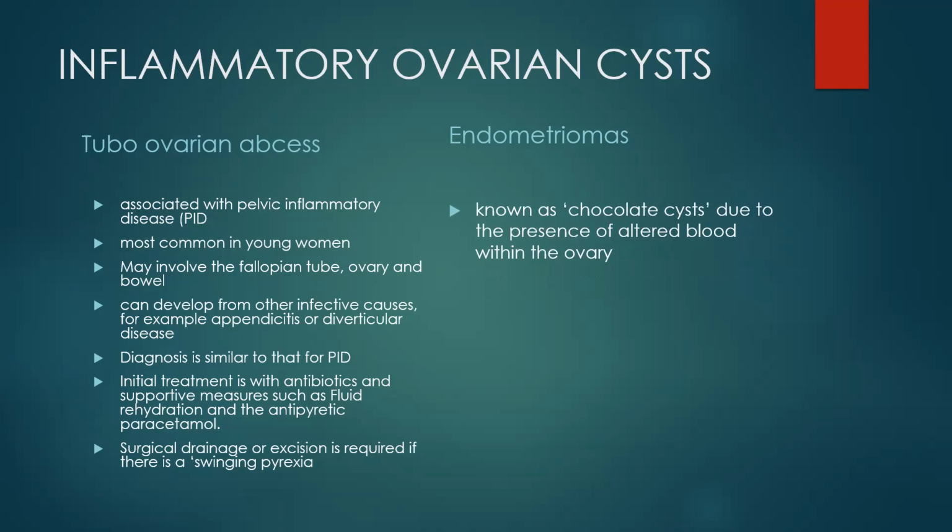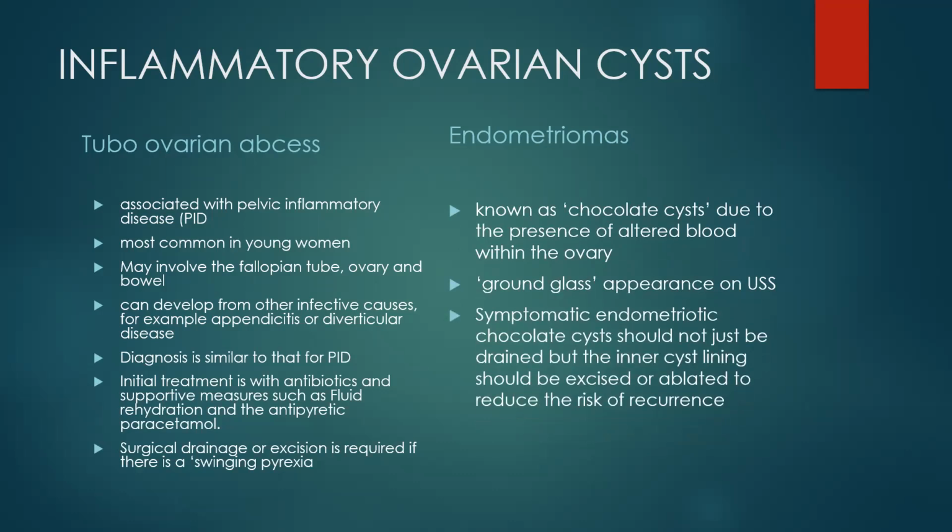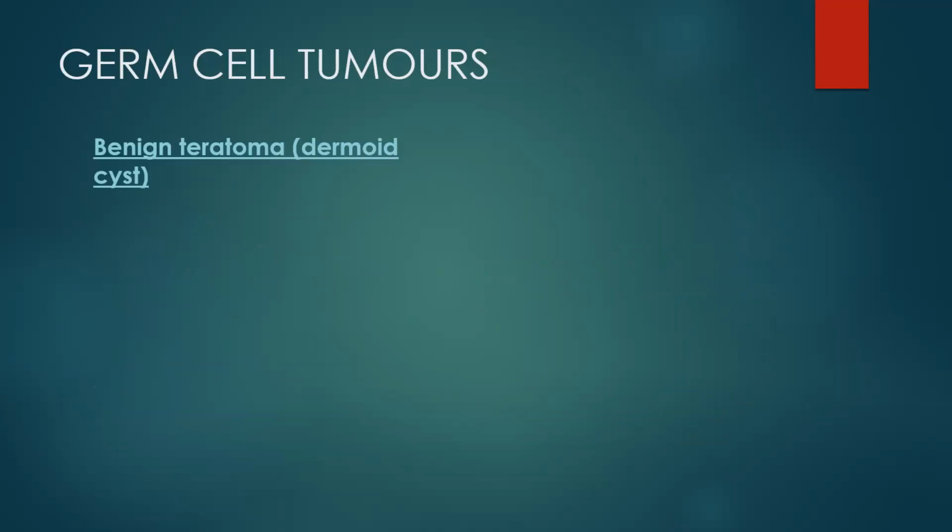Then comes the endometriomas. These are known as chocolate cysts due to the presence of altered blood within the ovary. These cysts have a ground glass appearance on ultrasound. Symptomatic endometriotic chocolate cysts should not just be drained, but the inner cyst lining should be excised or ablated to reduce the risk of recurrence. And after these follicular, functional cysts and the inflammatory cysts, now we will come to the cysts according to structures in the ovaries, like germ cell and sex cord stromal cells, and then epithelial cells.